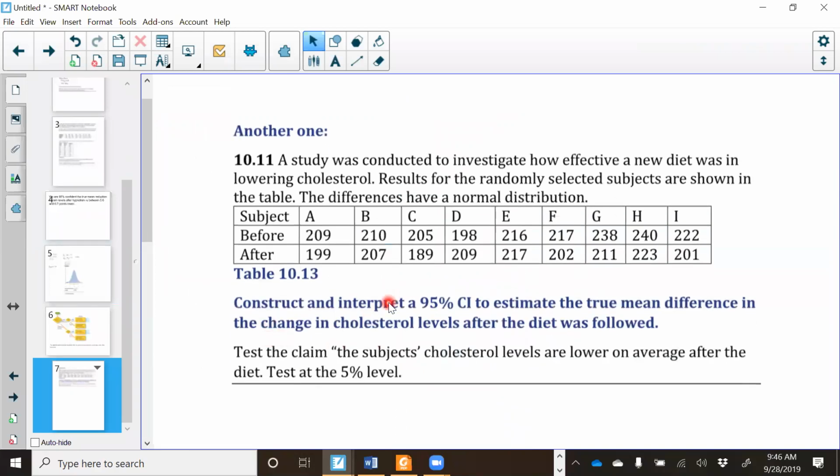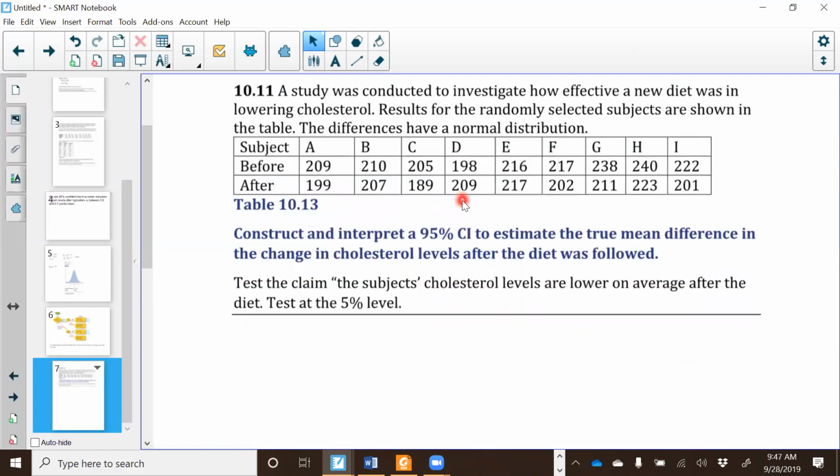So this is a study to see if a diet was effective in lowering cholesterol. So I see a before and after situation with two sets of data coming off of a single subject. So this is a paired difference situation. So the first thing we do is find some differences. I haven't done that yet with this one, and the textbook didn't tell us.